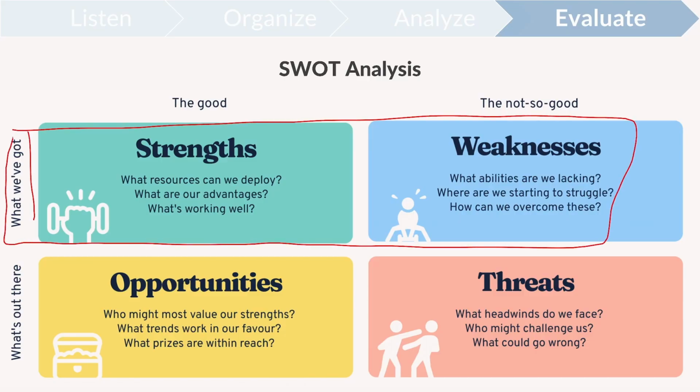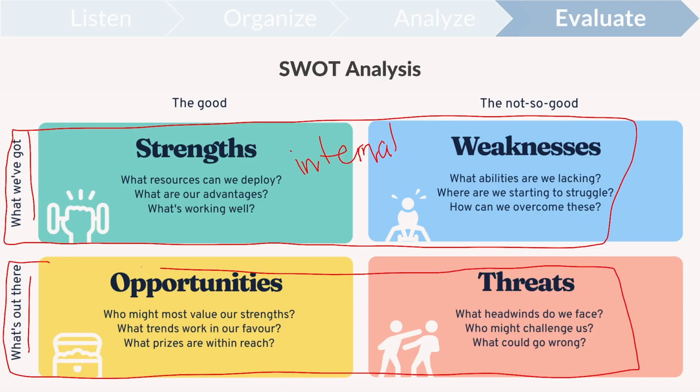Once again, this is what we've got, meaning these are internal. Sorry about my handwriting. I'm writing here with a mouse. Opportunities and threats are what? What's out there, meaning these are external factors. Okay, you heard these before in the Principles of Marketing class, but how does this relate to social media marketing?